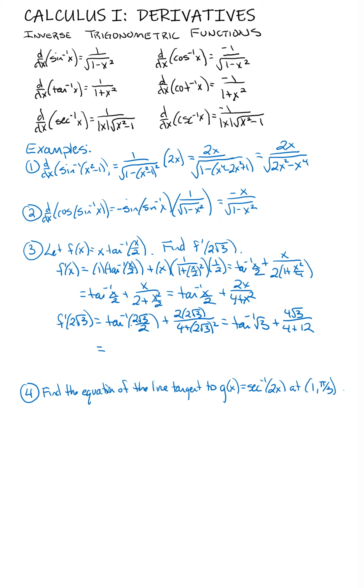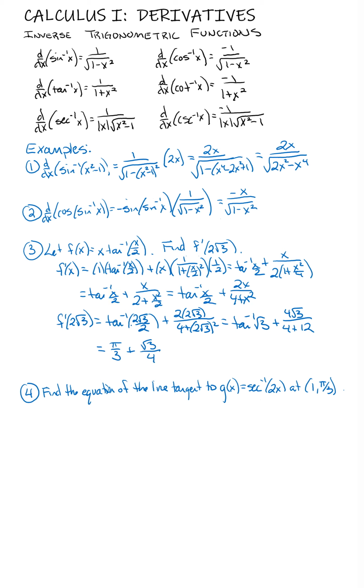Well, let's see. The inverse tangent of square root of 3 is pi over 3 plus 4 square root of 3 over 4 plus 12. Combine the terms in the denominator, and then I think we can reduce that fraction. We end up with square root of 3 over 4. All right, well, there you go. Not so bad. Just make sure you take that derivative and then evaluate it. And of course, don't forget all those little details, like keeping that argument as is.